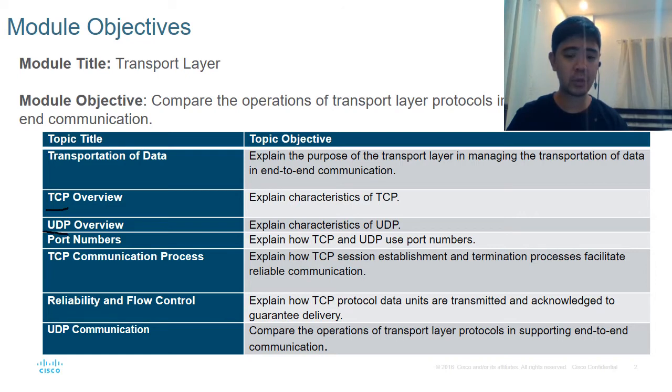We are also to look into port numbers, the importance of port numbers, very important information added by TCP and UDP to our data. We look into the communication process of TCP, then other characteristics of TCP under reliability and flow control, and then we look also into, of course, UDP.